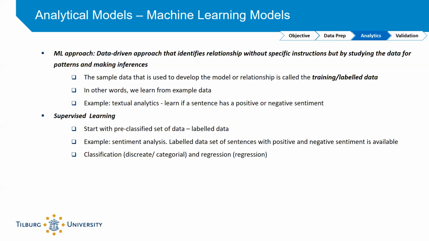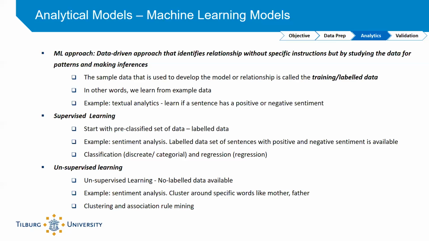We can build a model that tries to understand whether a sentence has a positive or negative sentiment. Supervised learning could be of two types. It could be a classification model when the outcome variable is discrete. That is, in our example of sentiment, there are only two values, positive and negative sentiment, and hence it is discrete. Or it could even be a regression, depending on how well you know the functional form.